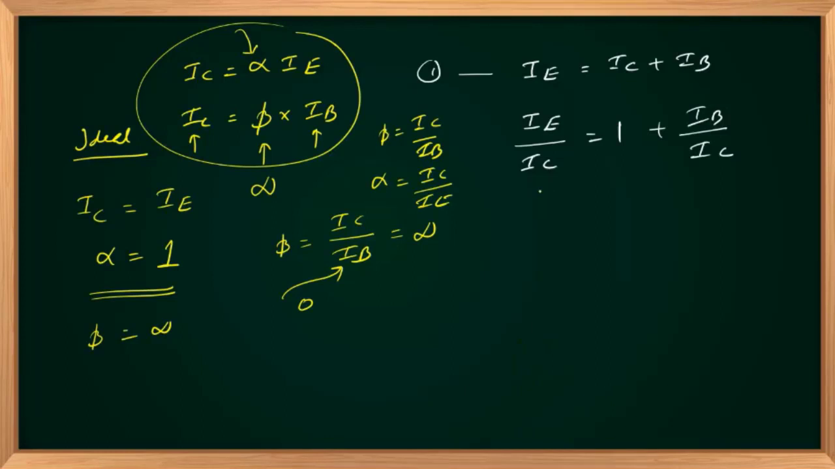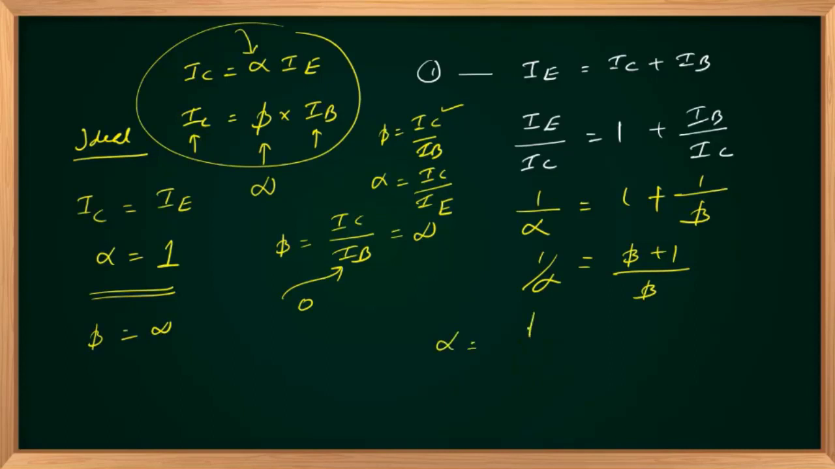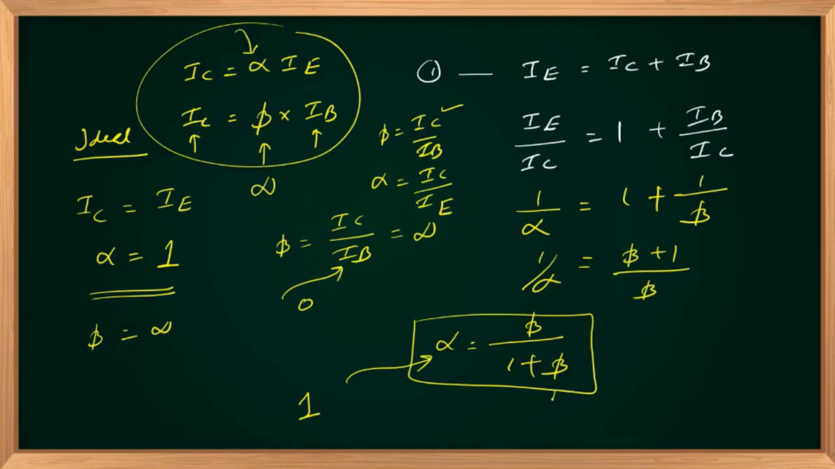By using these two definitions, IE upon IC will be 1 upon alpha, right? 1 upon alpha is equal to 1 plus IB upon IC, which is 1 plus 1 upon beta. So 1 upon alpha is beta plus 1 upon beta. This implies alpha equals beta divided by 1 plus beta. Right? To demand alpha equal to 1, beta should go to infinity in the ideal case.